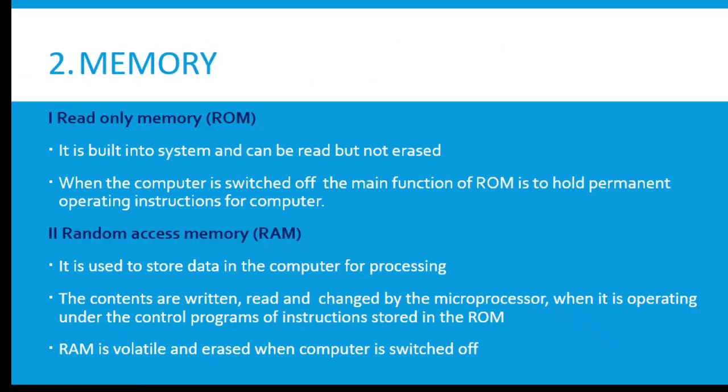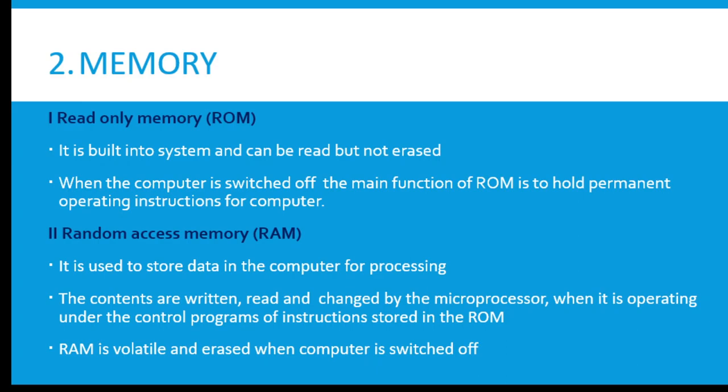The second most important part in a computer is memory. There are two types of memory present in a computer. The first one is read only memory, which is called ROM. It is built into the system and can be read but not erased. The memory cannot be erased from this part. When we switch the computer off, the main function of ROM is to hold the permanent operating instructions for the computer, such that the data will not get lost, and all the instructions are stored in the ROM only, by which the computer operates as a normal unit.